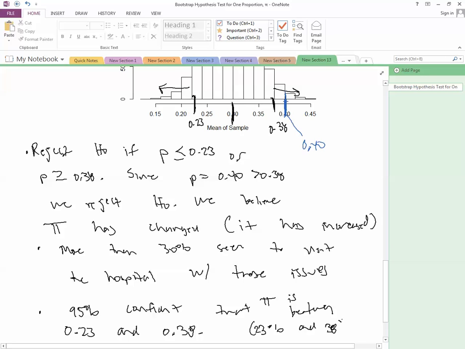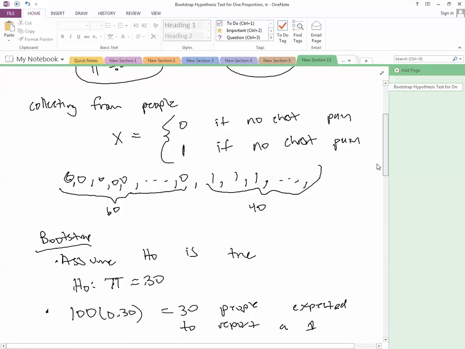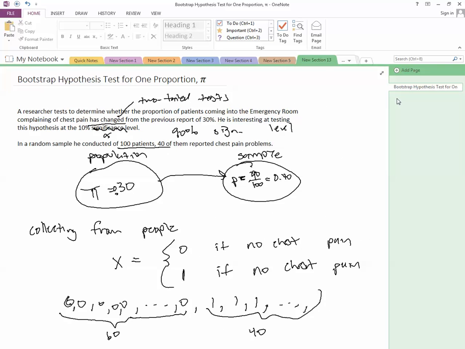So that's how we conduct a hypothesis test for one proportion pi. And we'll do one more example where we'll consider, well, what if it's a one-tailed test? What would that look like?